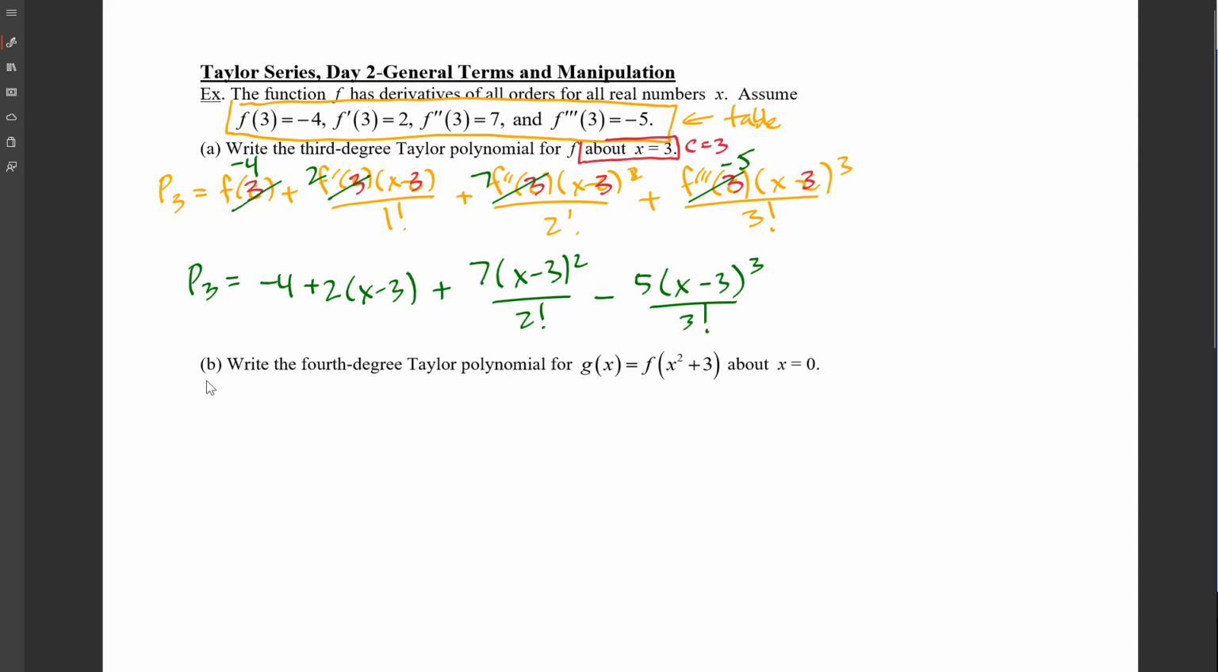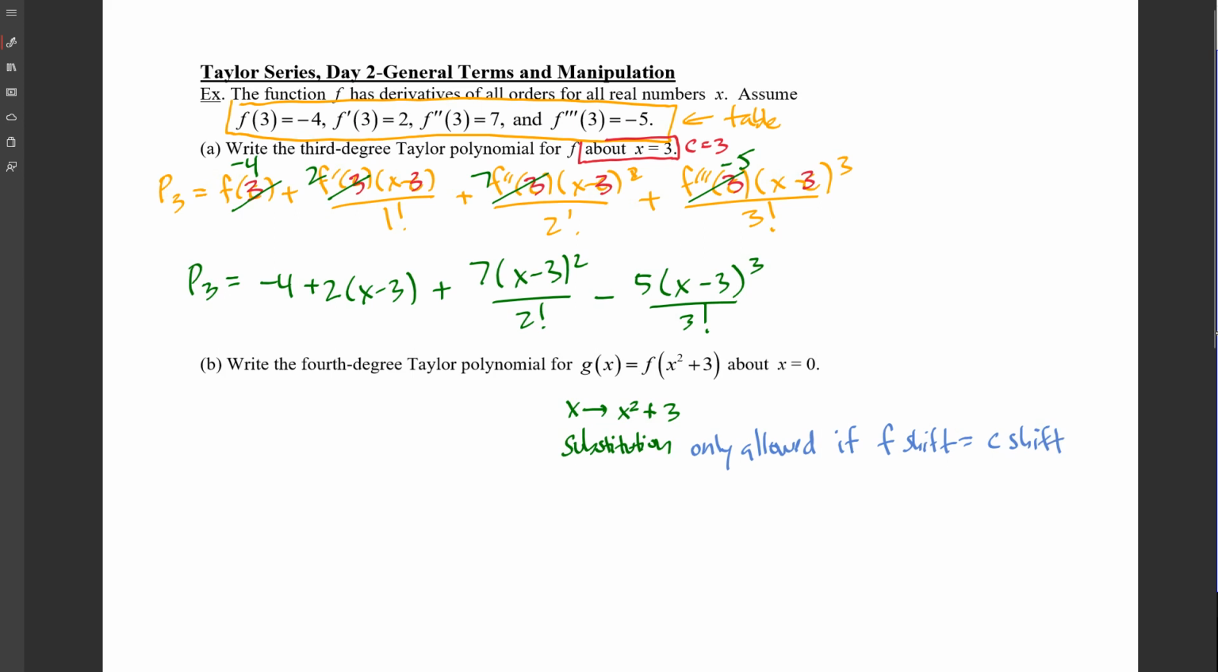All right, my next question says write the fourth degree Taylor polynomial for g of x, where g of x is equal to f of x squared plus 3, about x equals 0. What they're saying is that everywhere there's an x, I'm going to put in x squared plus 3. So it's a substitution in a sense. But something we need to know about Taylor polynomials is that substitution is only allowed if the function shifts the same as the center shifts.